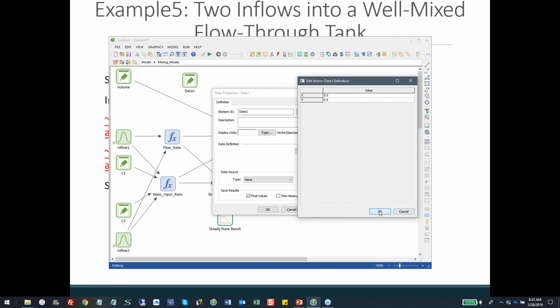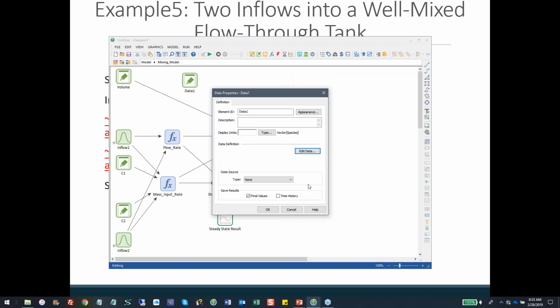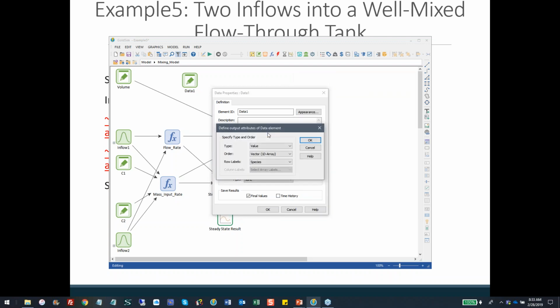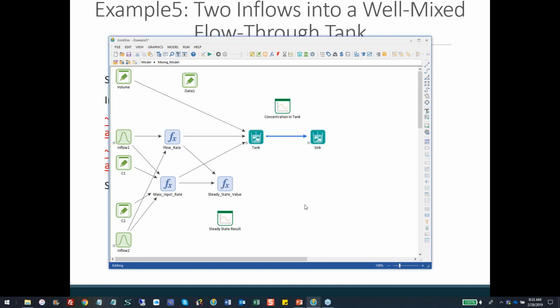So essentially, if you've used vectors or arrays in GoldSim before, you have to tell GoldSim, if I'm creating an array, what is it an array of? You can define array label sets. When you use a contaminant transport module, the species element defines an array label set of the species that you've defined. So this allows me to operate on an entire array of species.